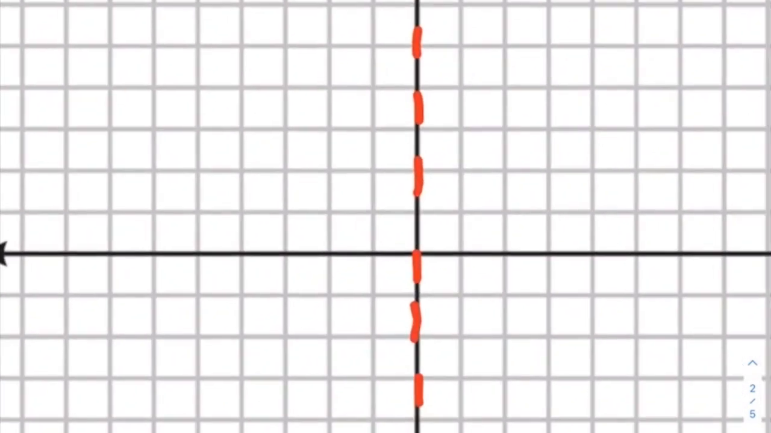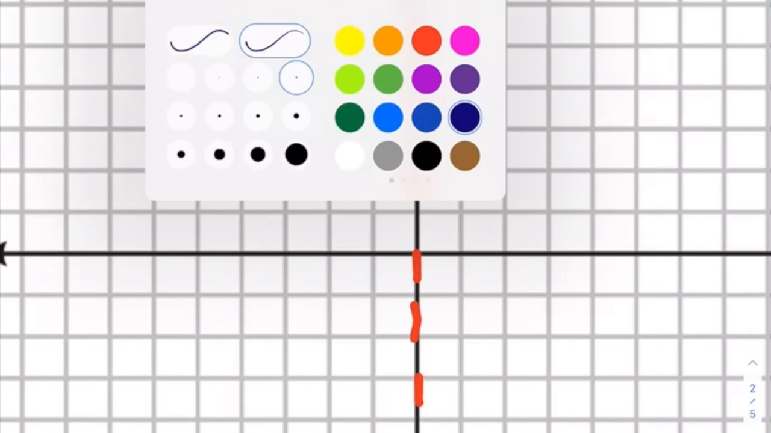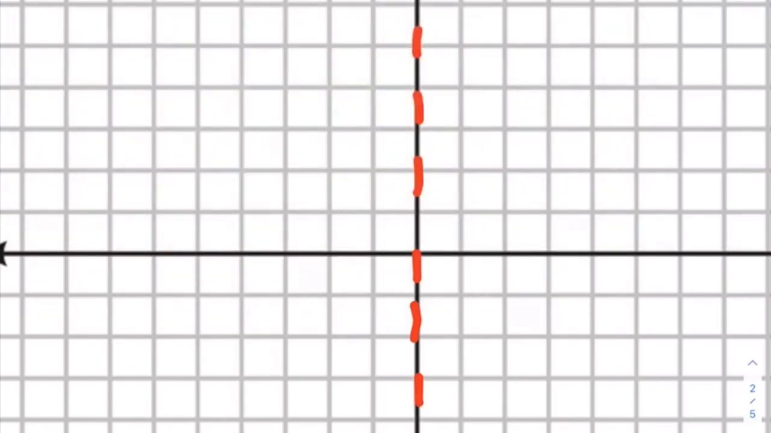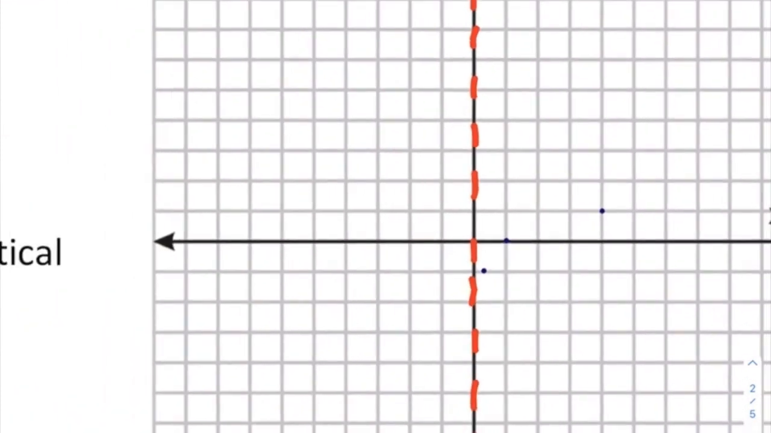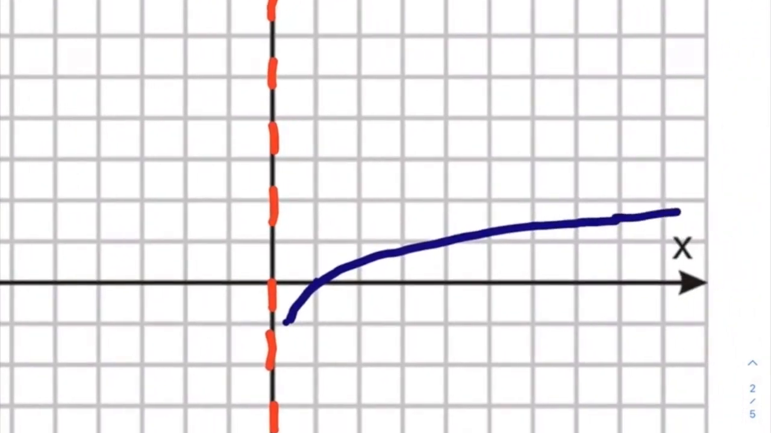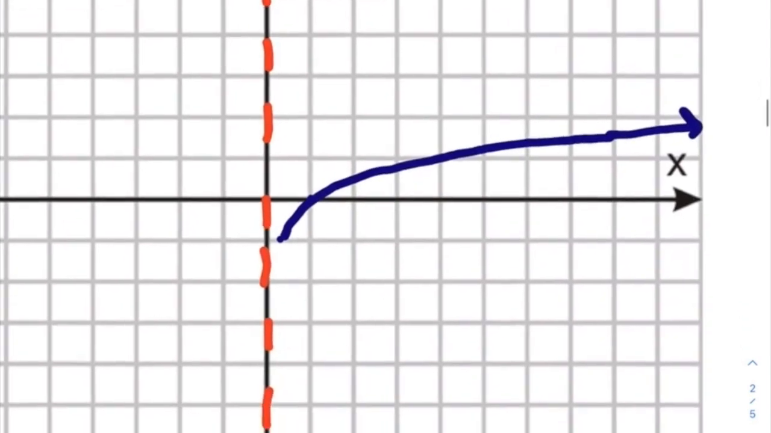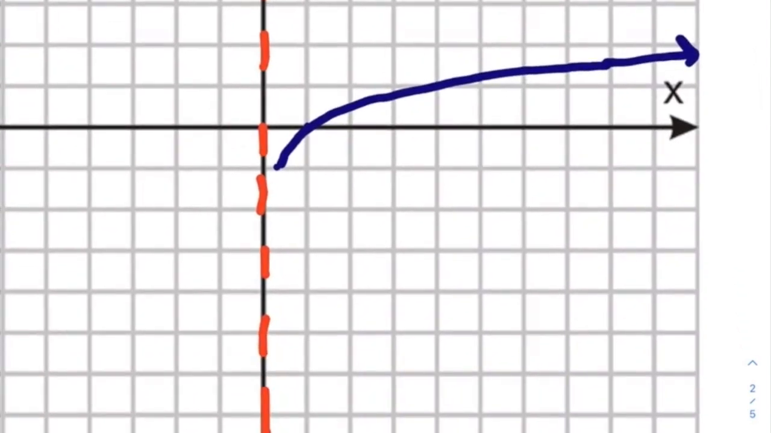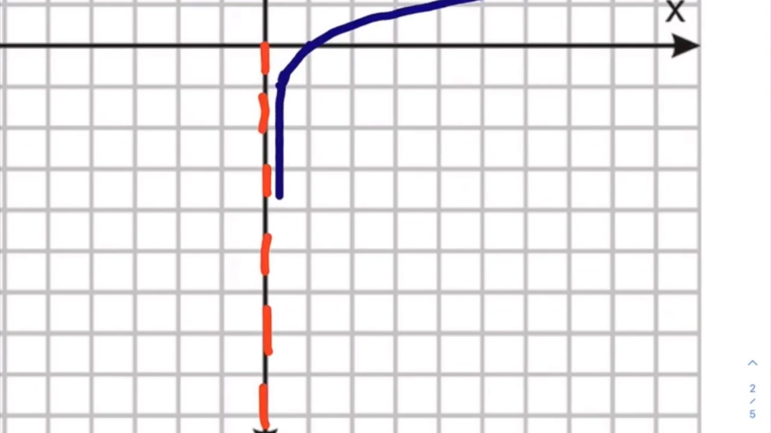Now we want to use that table to put the points of our parent function on the graph. Again, we will be dealing with small fractions, so graphing might be difficult, but just do your best and make it as neat as possible. Once you've plotted the points, go ahead and connect those dots. And remember, our vertical asymptote is a line that our graph will not cross. It'll get really, really close to it, but it will not cross that line, x equals 0.